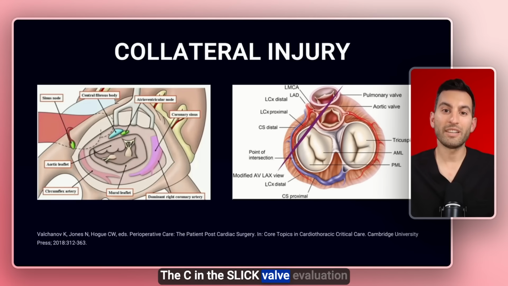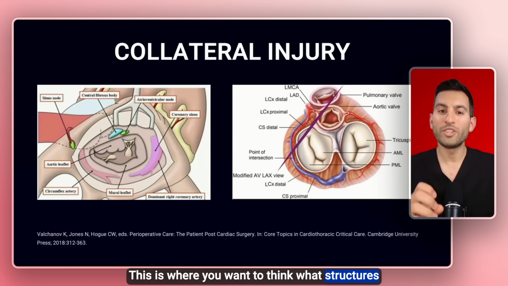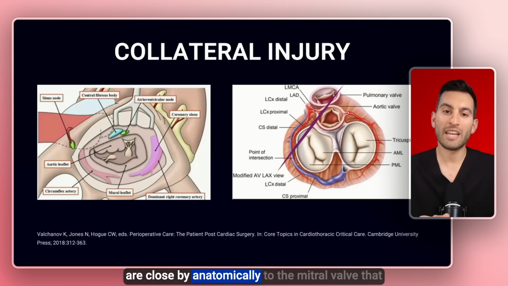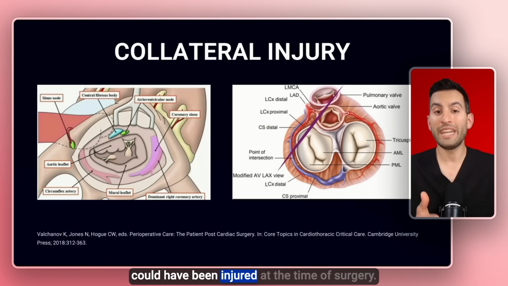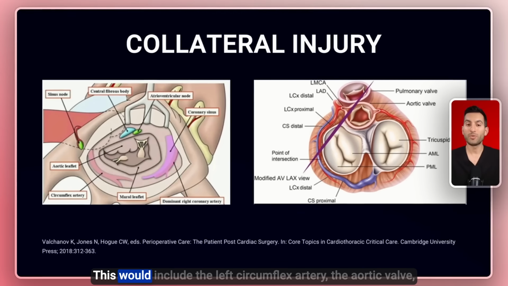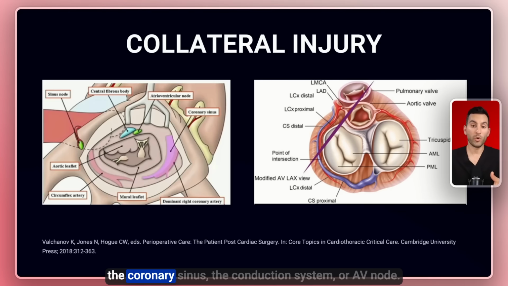The C in the SLIC valve evaluation stands for collateral injury. This is where you want to think what structures are close by anatomically to the mitral valve that could have been injured at the time of surgery. This would include the left circumflex artery, the aortic valve, the coronary sinus, the conduction system or AV node.